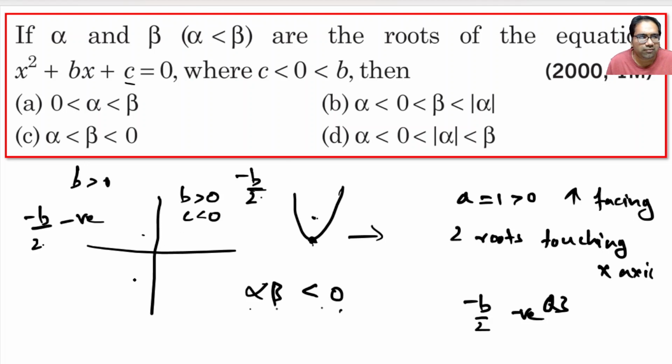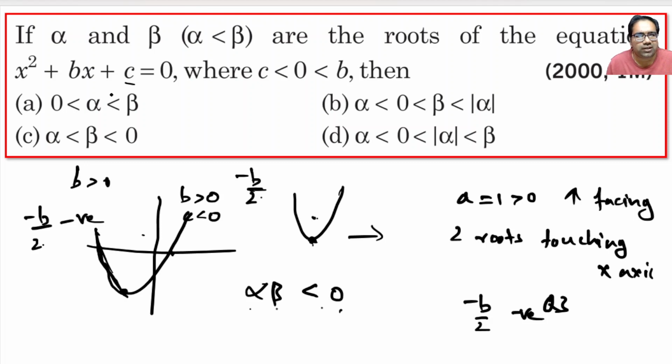What does that mean? We derived that the vertex is somewhere here, and one root is negative, another root is positive. So the graph will look something like this.